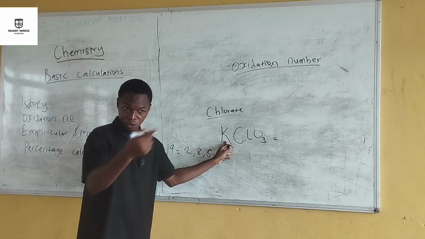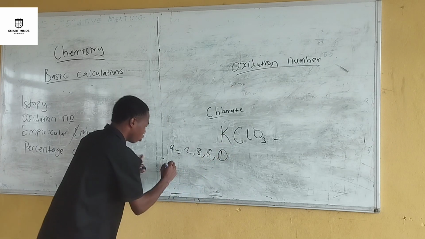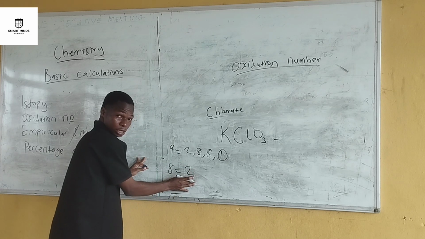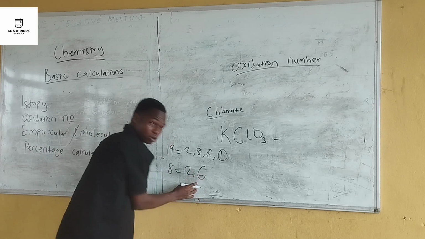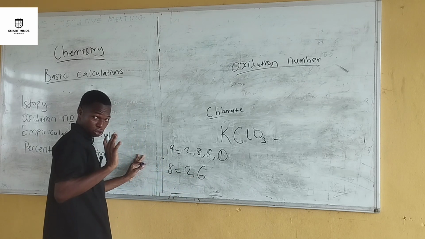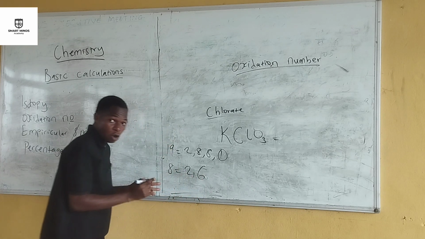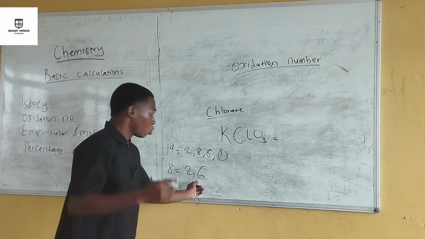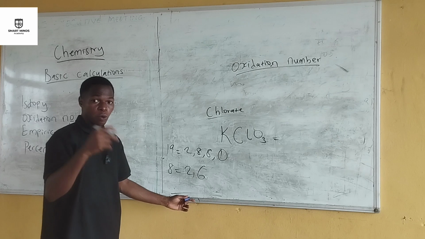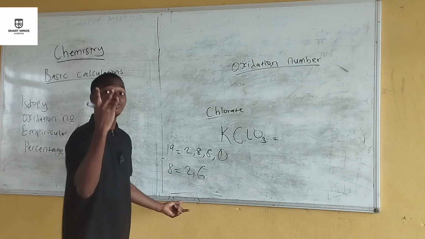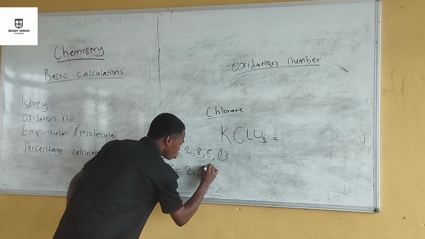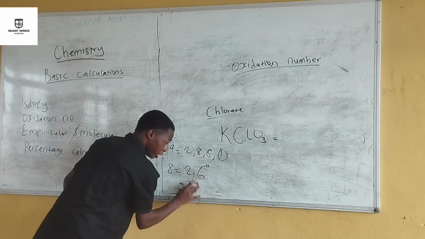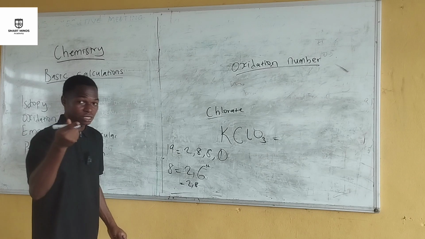You understand me? Oxygen, let's take oxygen. Oxygen is number 8. The first shell has 2, so the next shell will have 6. Hold on, don't rush. For oxygen, because it is a non-metal, the combining power is not what it gives out, it's what it receives. What does it receive to make it 8? It receives 2.